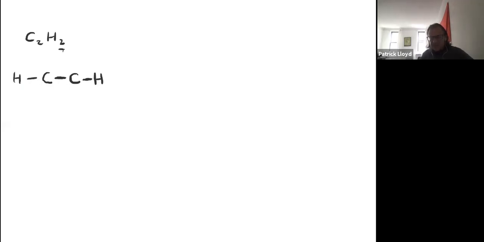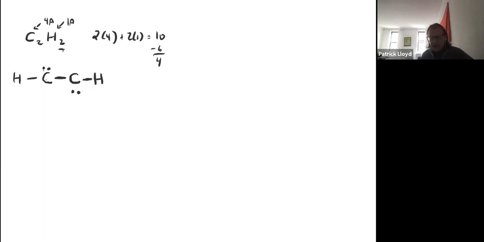Okay, now let's count up valence electrons. Carbons in 4A, hydrogens in 1A. Okay, so 2 times 4, 2 times 1. 10. We've already used 6, so we only have 4. So it's your choice. You can put 2 on each carbon if you want. I like to put them on opposite sides like that. Or you could do 2 pair on 1 carbon. You'll get the same answer. I mean, what are you going to do, right?